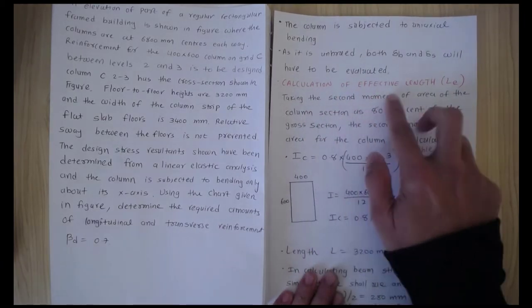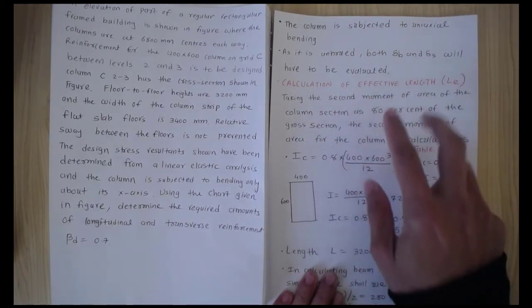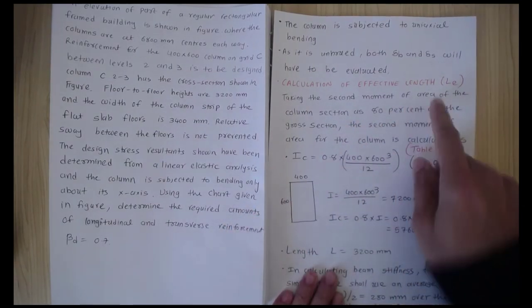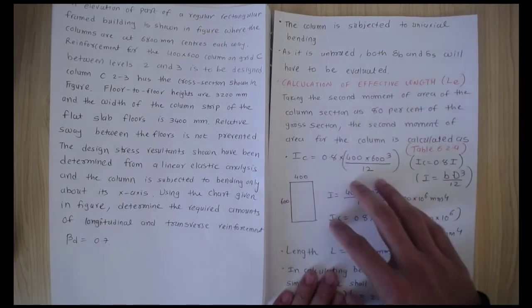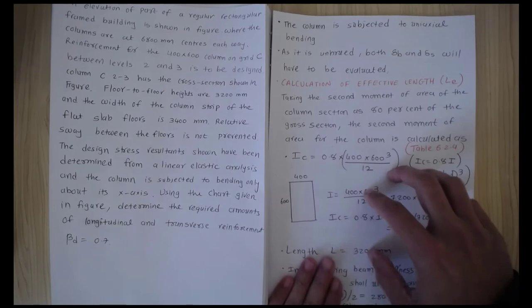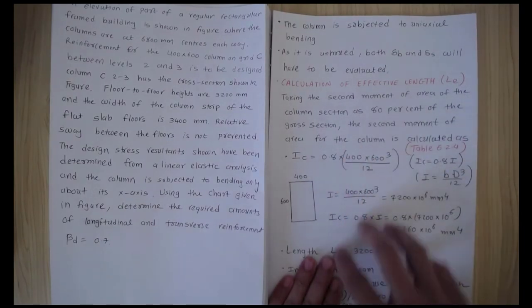We need to first calculate the effective lengths. The effective length equations are given in the standard, and I will show you those equations. Now to calculate the effective length, we need to derive the factor k, which I'm going to derive here.